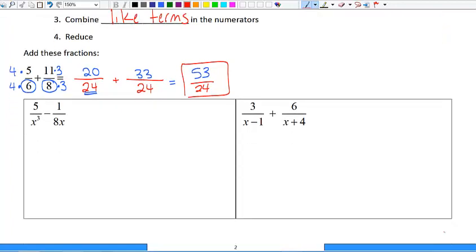So let's try our next problems with polynomials. The first step said to find the LCD. So the first fraction is x to the 3, the second one is 8 times x. So in each of the two denominators, I have two different bases. I have the base of 8 and I have a base of x. And the highest exponent of 8, well, that's just 1. The highest exponent between the two x bases is 3. So my LCD is going to be 8x cubed.